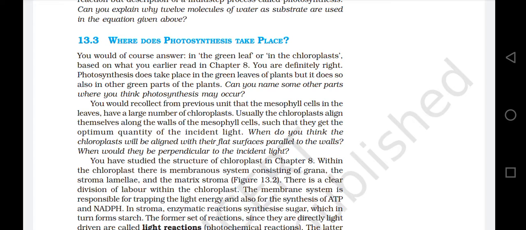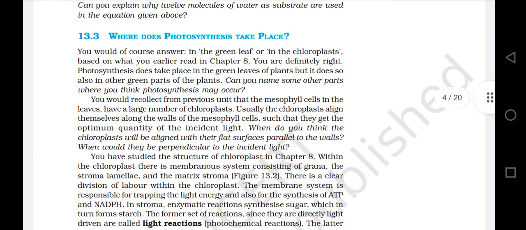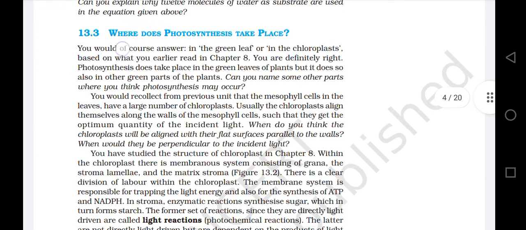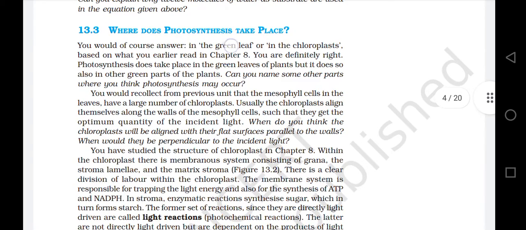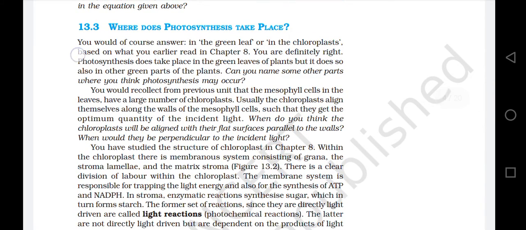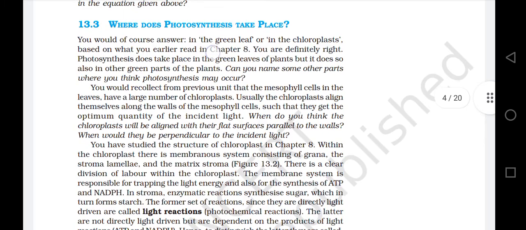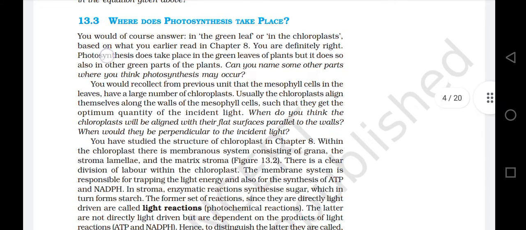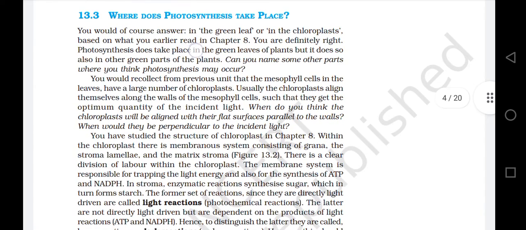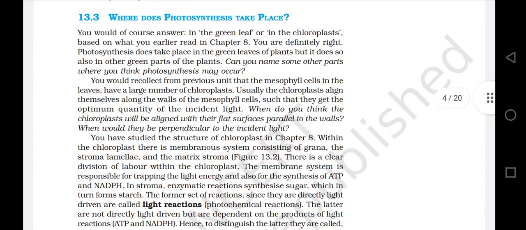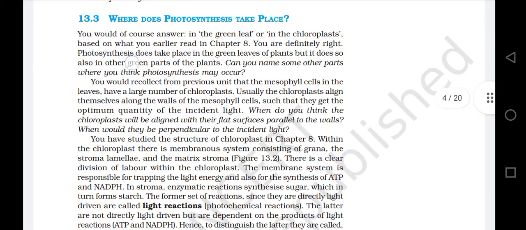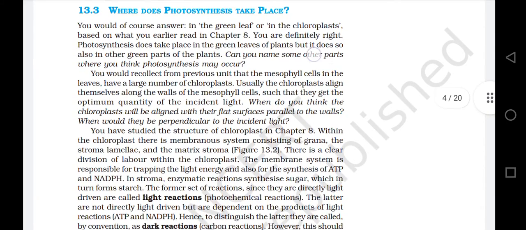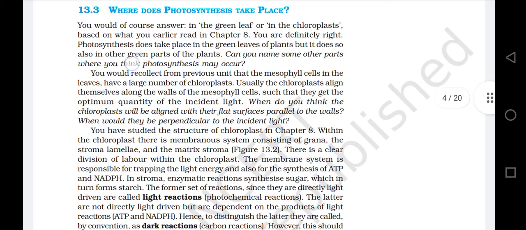13.3 Where does photosynthesis take place? You would of course answer, in the green leaves, in the chloroplasts, based on what you earlier read in chapter 8. You are definitely right. Photosynthesis does take place in the green leaves of plants, but it does so also in other green parts of the plants. Can you name some other parts where you think photosynthesis may occur?